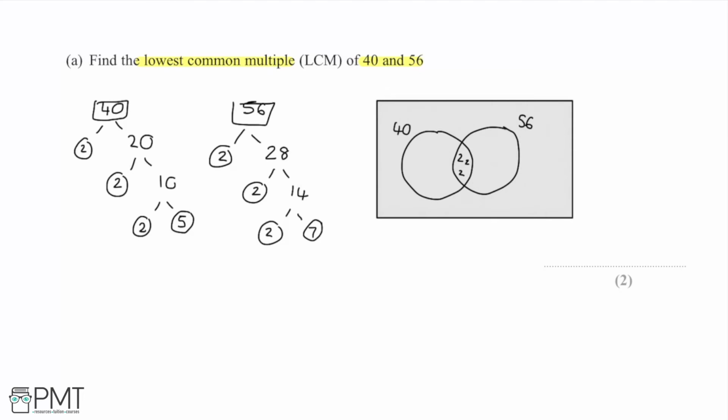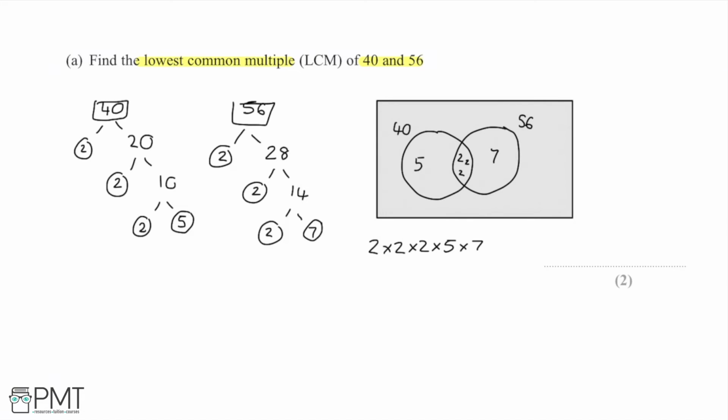Similarly, I can now take the other factors, so 40 has a factor of 5 that hasn't been counted, however 56 does not, so that just goes in the region that's just the 40, and then similarly the 7 can go in here. So now to find the lowest common multiple from this, I can use these prime factors, taking into account the shared prime factors here, so the 3 2's, and multiply them all together. So we have 2 multiplied by 2 multiplied by 2 multiplied by 5 multiplied by 7.